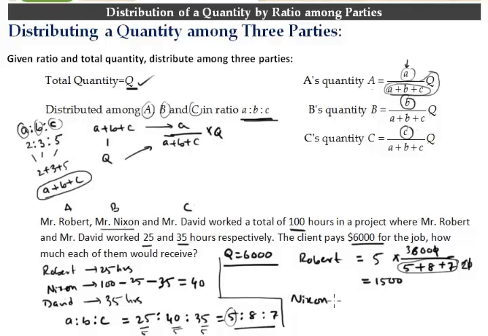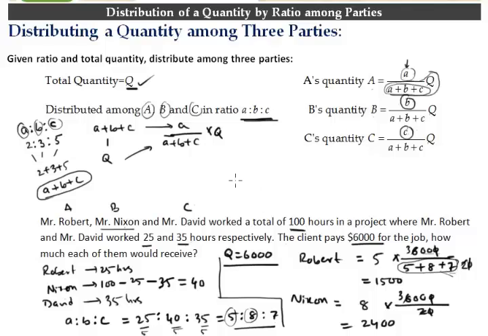Mr. Nixon will earn the same way: the total quantity divided by the addition of these three ratios, which we already know is 20. Mr. Nixon is B, and his corresponding ratio is 8, so it will be multiplied by 8. So 300 times 8. Mr. Nixon will earn $2,400.